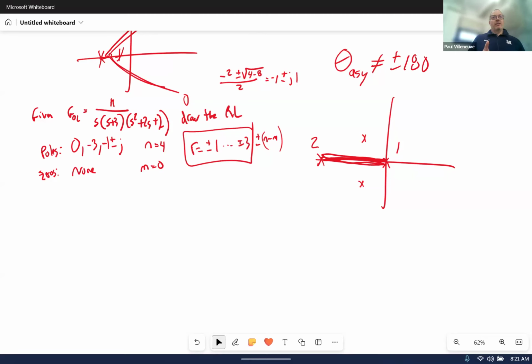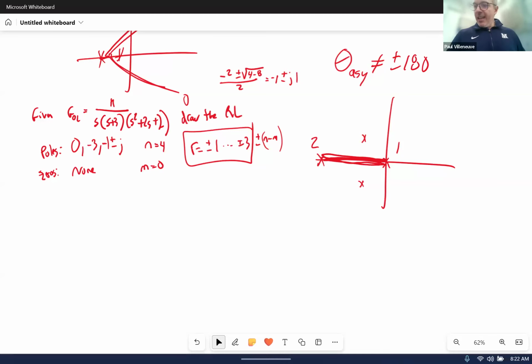I'd have to get off the axis, which is okay, but I'd have to get back on the axis and approach a zero at s equals infinity. But this tells me that I cannot be back on the real axis because the rule is it only exists to the left of an odd number of poles and zeros. The only way that would make sense is if I had two zeros out at s equals infinity that were on the real axis, but it's highly unlikely. All right, so now we know that we're going to have some asymptotic angles, and they're most likely not going to be plus or minus 180.